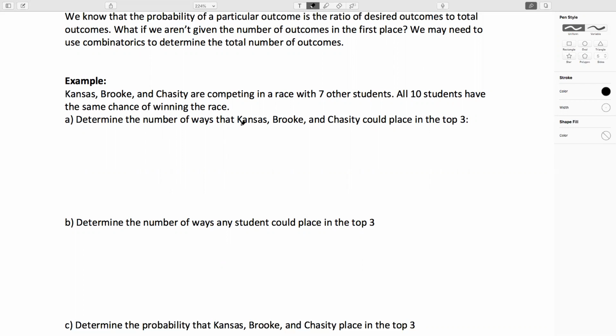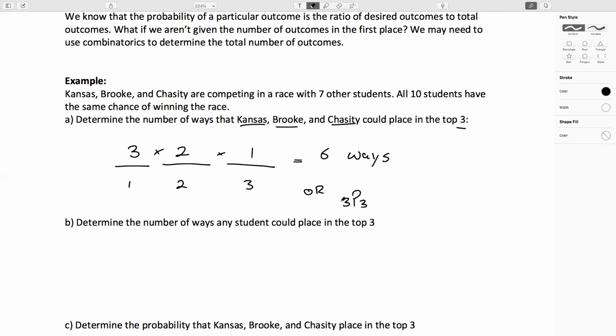So we've got 3 people, Kansas, Brooke, and Chastity, and we've got 3 spots. We've got first, second, and third. We don't really need one of them to be first. If any of the 3 could be first, second, or third, as long as the 3 of them are in it, well then 3 choices for number 1, 2 choices for number 2, and 1 choice for number 3. That gives us 6 ways that those 3 people could be picked. Or if you wanted to, you could calculate this with permutations as 3 permutation 3, where 3 people were picking 3. It's going to still give us 6.